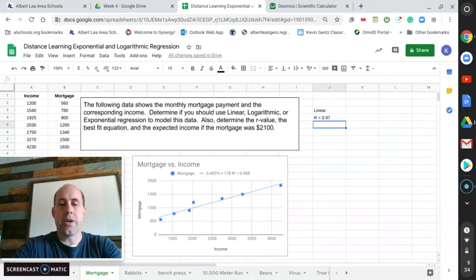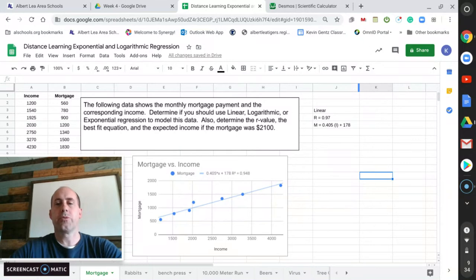Best fit equation, we have mortgage is equal to 0.405 times X, in this case X is income, I for income, plus 178. Make a little bit more space here just so we can see it. So I've got my best fit equation. And now it says, determine the expected income if the mortgage was $2,100.